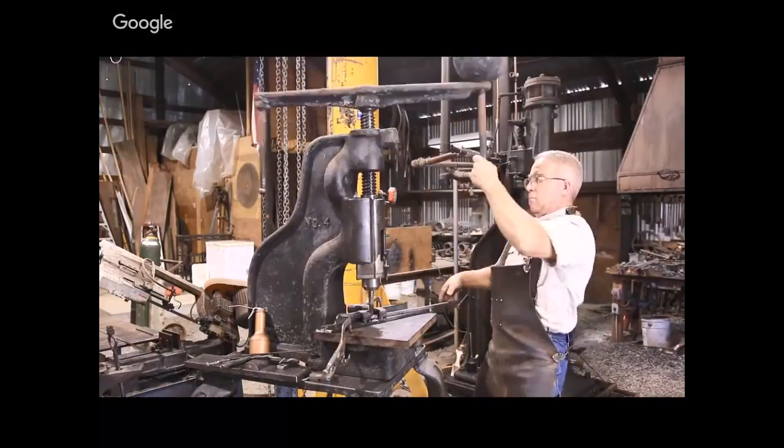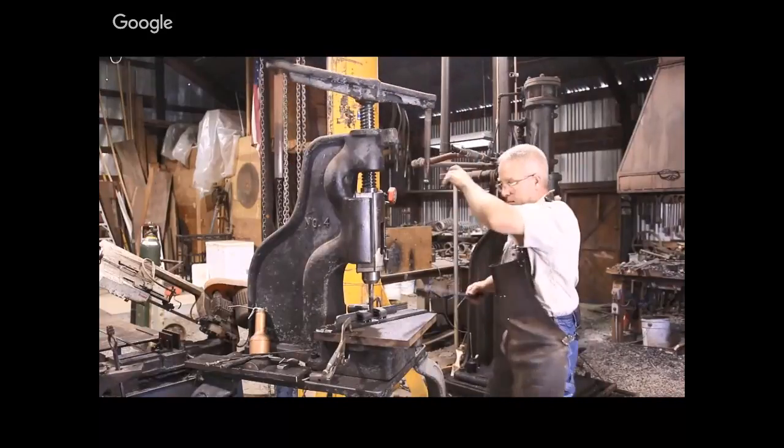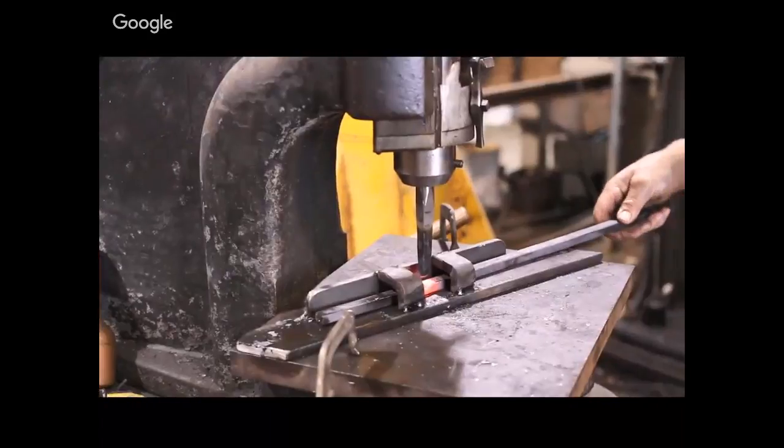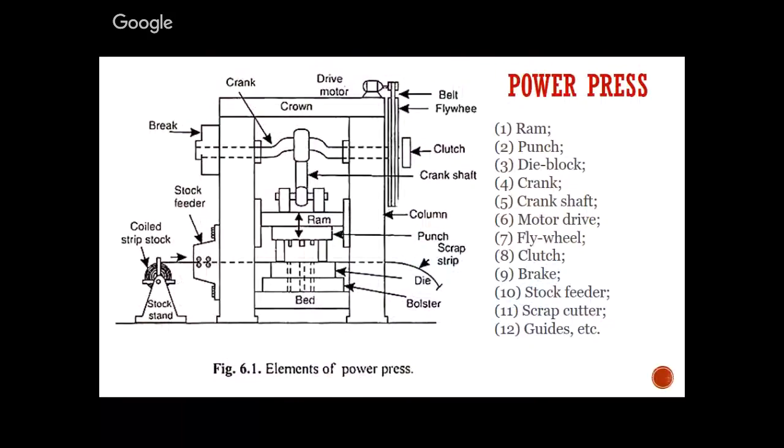So this is about the fly press. Let us see the next pressing machine, that is the power press. In the image you're seeing a power press. It contains different components from ram to guides: ram, punch, die block, crank, crankshaft, motor drive, flywheel, clutch, brake, stock feeder, scrap cutter, and guides, etc.